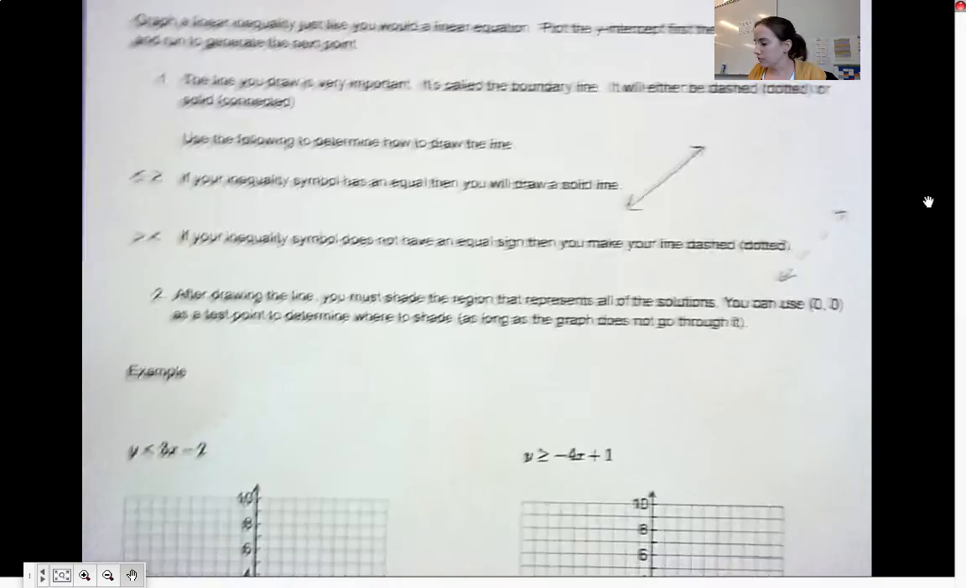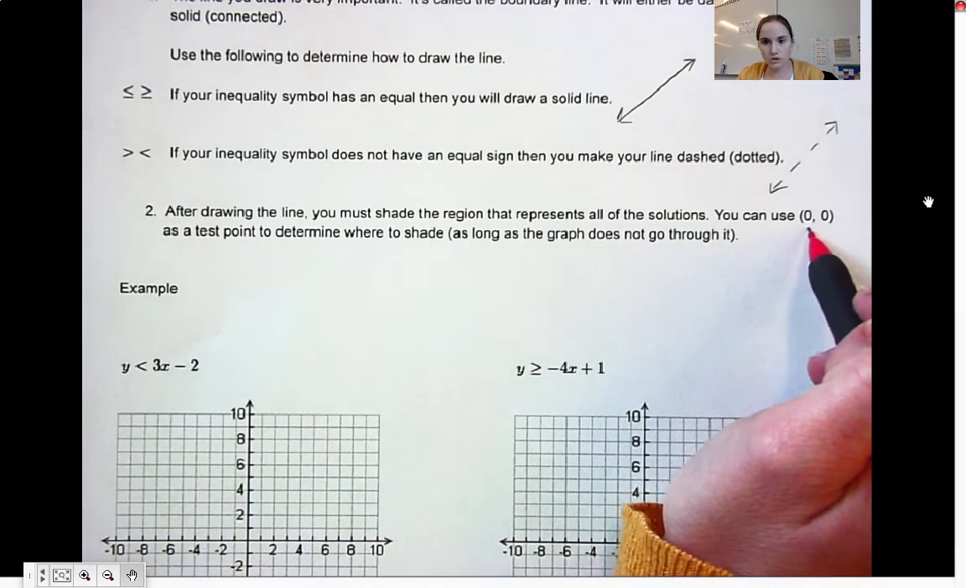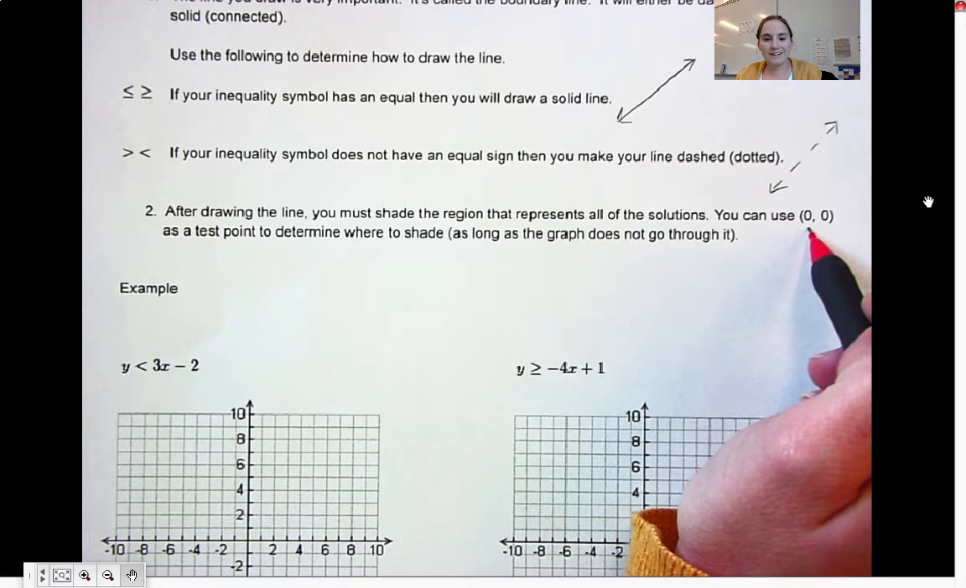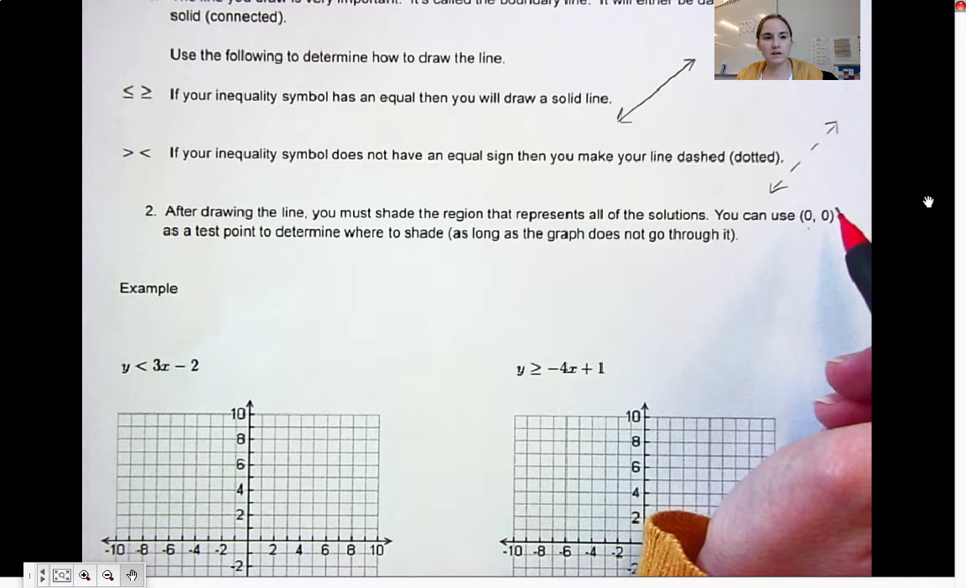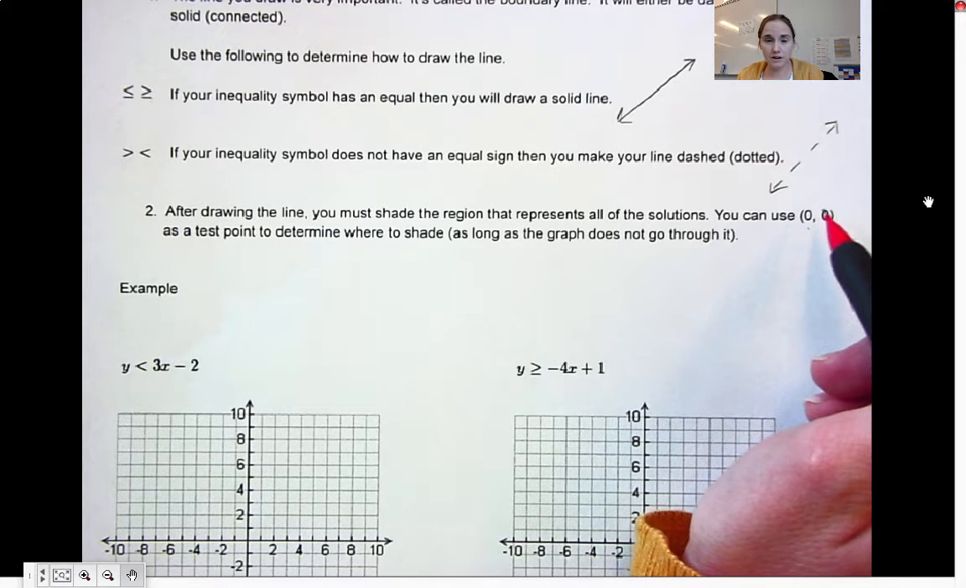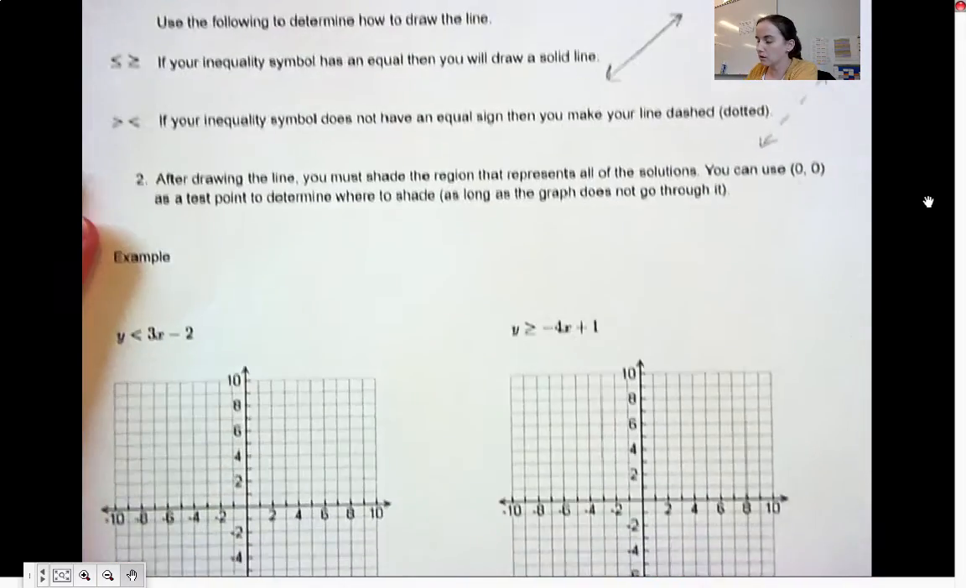Okay, so after you draw your line, you can use a test point, 0, 0, the origin. As long as your line does not go through that point, you can use it and test which side you're supposed to shade on. If it makes the inequality true, you shade there. If it does not make the inequality true, then you shade on the other side. So let's see what I'm talking about.